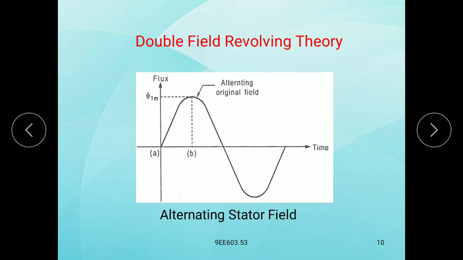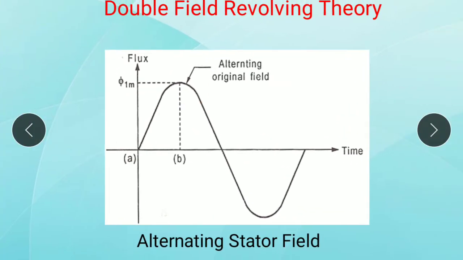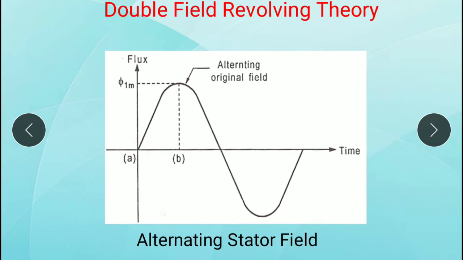Now see here, in double revolving field theory, the alternating stator field is varying with time sinusoidally. Here the flux is along the y-axis and the time is along the x-axis. It starts from 0 and goes up to a maximum at 90 degrees, then returns to 0. After that it reaches negative maximum, then goes on decreasing towards 0 at 360 degrees.